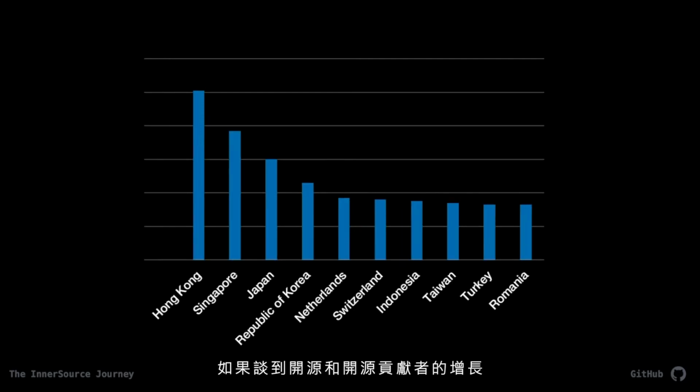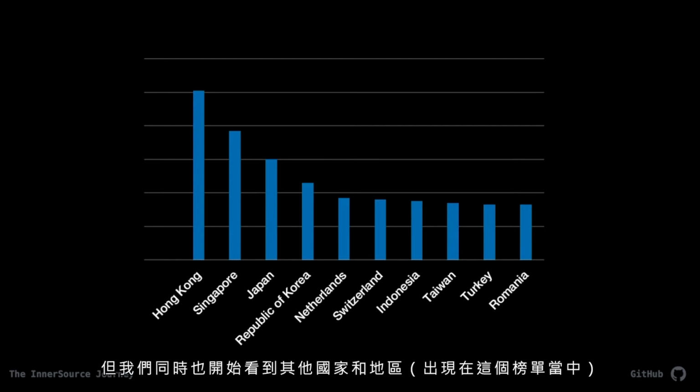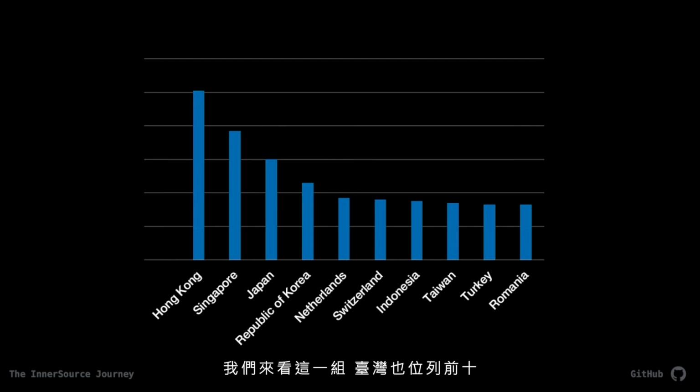If we talk about the growth in open source contributors, so these are developers that are contributing to open source code specifically, Hong Kong again comes in at the top of the list, but we start seeing other folks in here as well. Taiwan is also in the top 10 as we look at this group. So it's exciting to see just the general impact and growth of open source contributors and communities within GitHub, within the greater Chinese region.